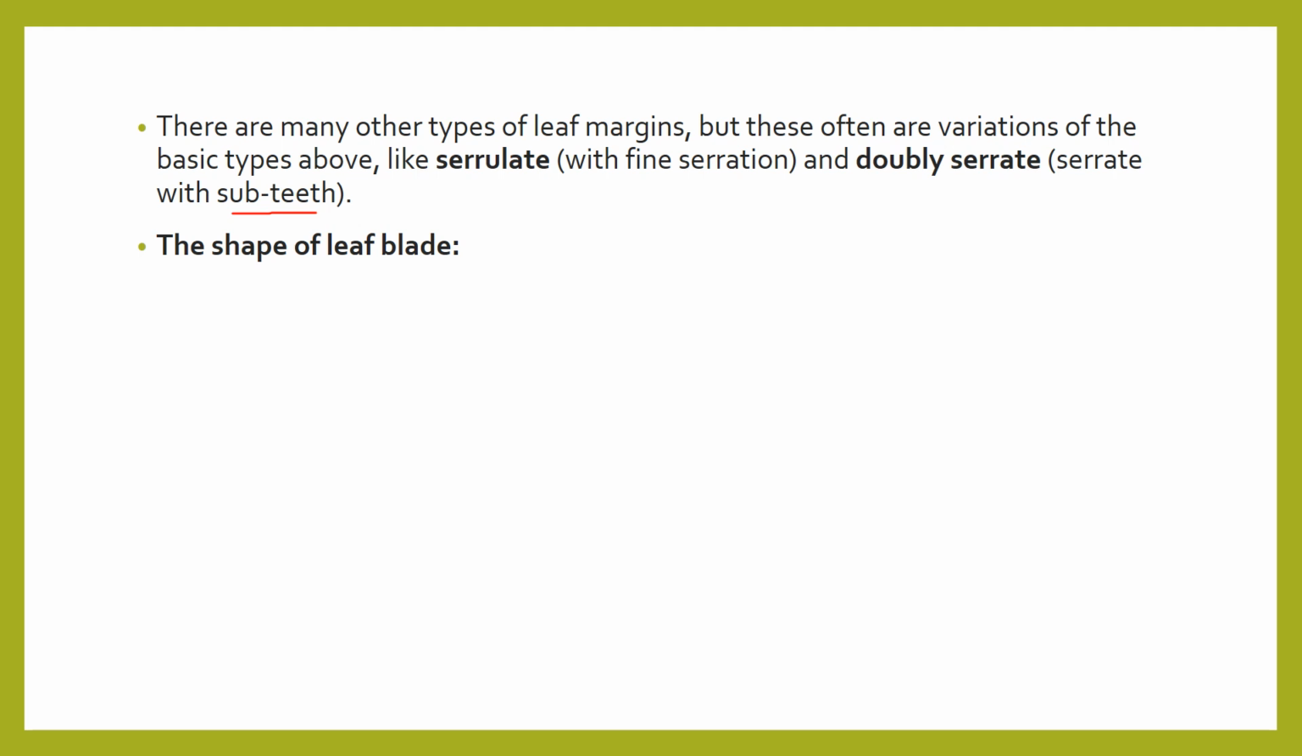Well, we're going to talk about the shape of leaves according to the shape of the blade or lamina. That means the blade or lamina has different shapes depending on the species of plant. So this can help us also to classify the plants according to their leaf blade shape.